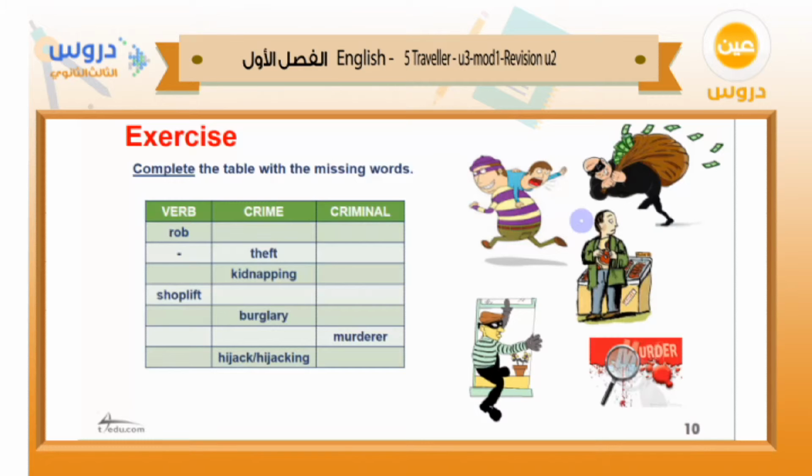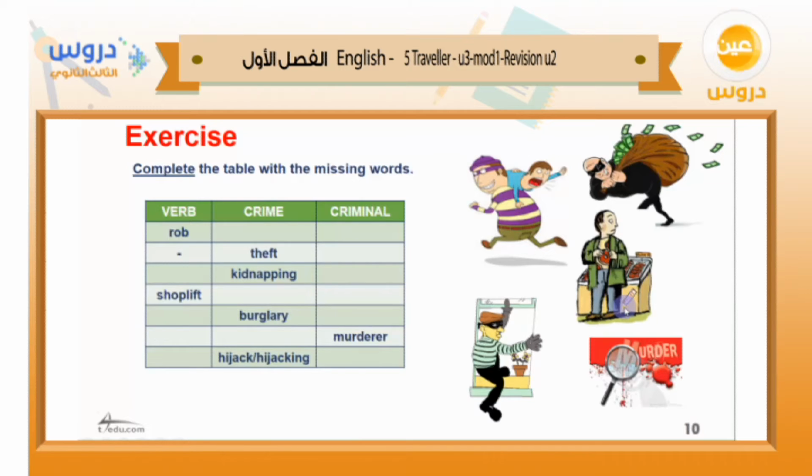Now it's an exercise and your job and mission is to complete the table with the missing words. In this table, in this column we are talking about the verb, and in this other column you're talking about the name of the crime and the name of the criminal. For example, the verb rob, what should be the name of the crime? Is it robbering or robbery? What is the criminal name of the verb rob? Right? So your job is to do theft, kidnapping, shoplift, burglary, and murder and hijacking as well.